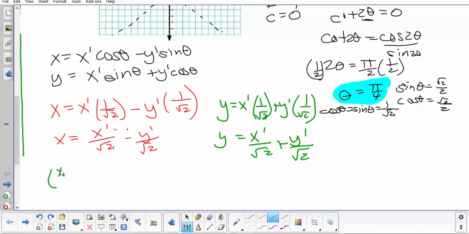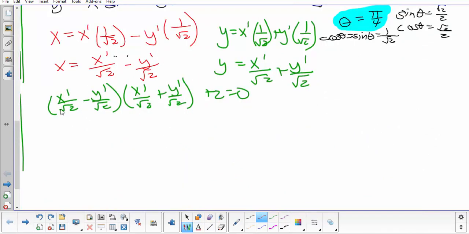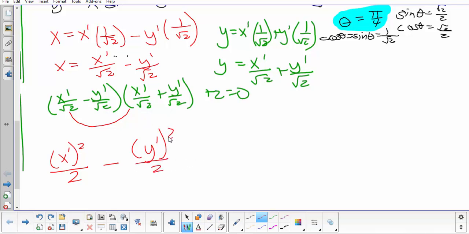So x was x prime over root 2 minus y prime over root 2 times y, which is x prime over root 2 plus y prime over root 2. And then the rest of the equation was plus 2 equals 0. Luckily, in this case, we have conjugates. We have x prime over root 2 minus y prime over root 2 times x prime over root 2 plus y prime over root 2. So they're conjugates. So we can use our shortcut for multiplying conjugates and do first times first. So when we do first times first, we'll get x prime squared over 2, because root 2 times root 2 is 2, minus y prime squared over 2, because root 2 times root 2 is 2. And then I have this plus 2, I can move it to the other side and make it minus 2.